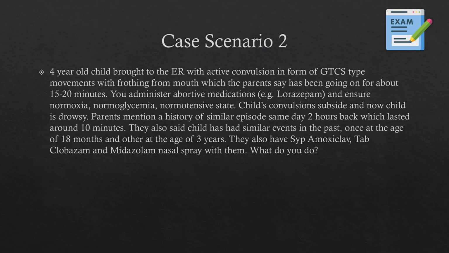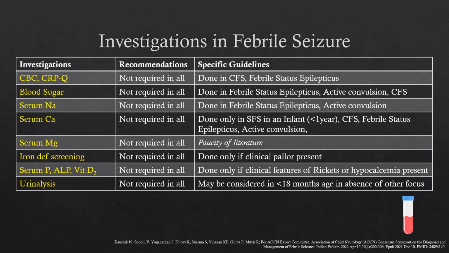So what do you do in this case? We'll approach similarly. Is any investigation needed in this case? This is a case of complex febrile seizure which has had more than 15-minute duration, has presented to you at almost 15 to 20 minutes, and you have needed abortive medications to stop. That means this is most likely a case of febrile status epilepticus. The parents have told that these types of recurrent febrile seizures have happened twice in the past. That means this is the third episode.